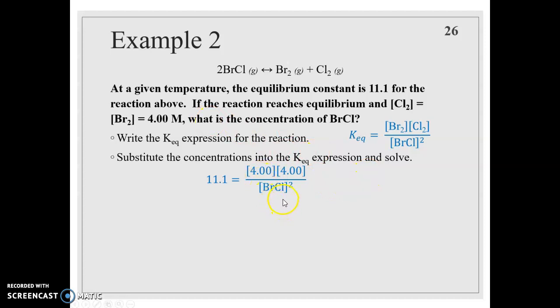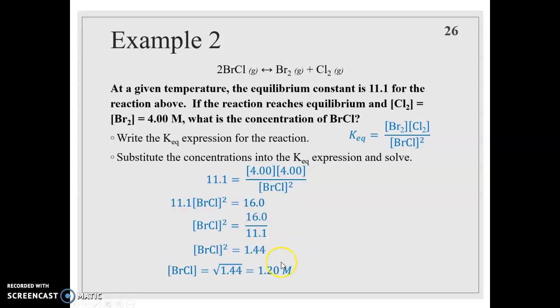And then we just need to do a little bit of algebra. So first off, I'm going to multiply to move the BrCl squared to the other side. And then also I multiplied the 4 times the 4 and got 16. Then I'll divide both sides by 11. 16 divided by 11 is 1.44. And then to solve for BrCl, you need to take the square root of both sides to get 1.20 molar as the concentration of the BrCl.